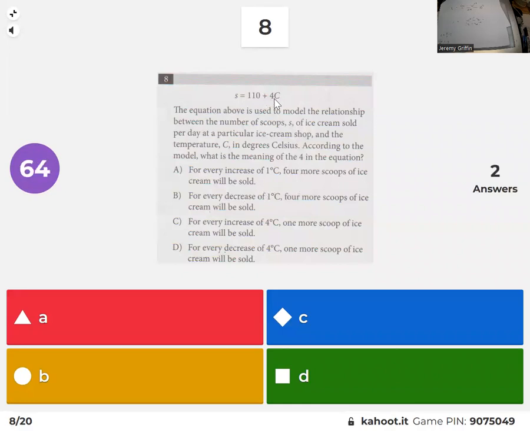Right? I didn't think about that, because if it was 0 degrees Celsius, you would sell 110 scoops. If you bumped it up a degree, you would sell 4 more scoops. If you bumped up another degree, you would sell 4 more scoops. Let's look at option C anyway. For every increase of 4 degrees Celsius, 1 more scoop. No, because if it increased by 4 degrees Celsius, wouldn't you increase by 16 scoops? You guys see the answer has to be A.